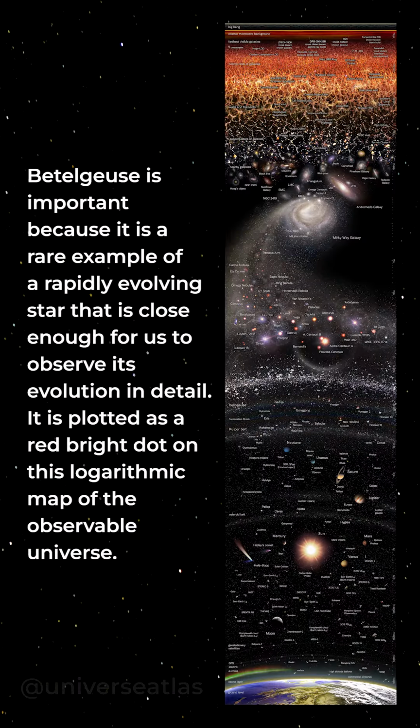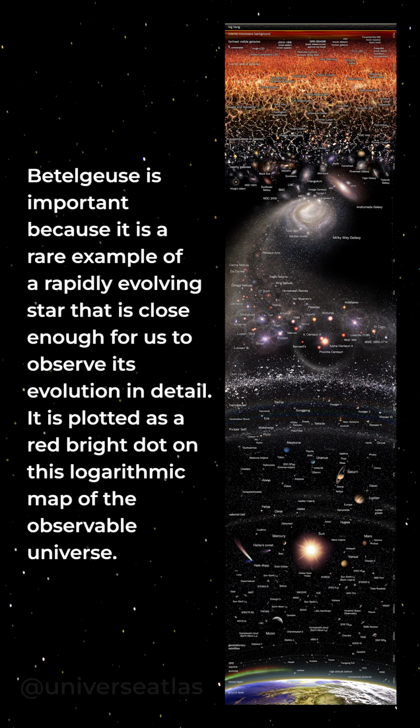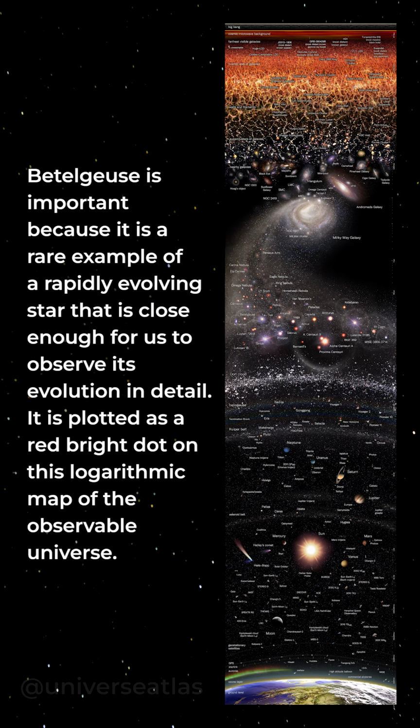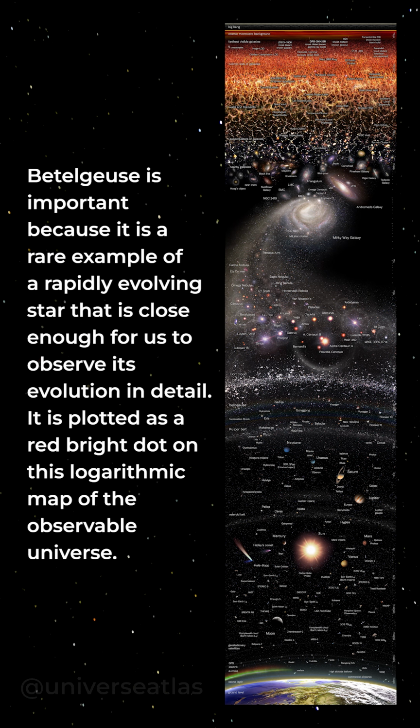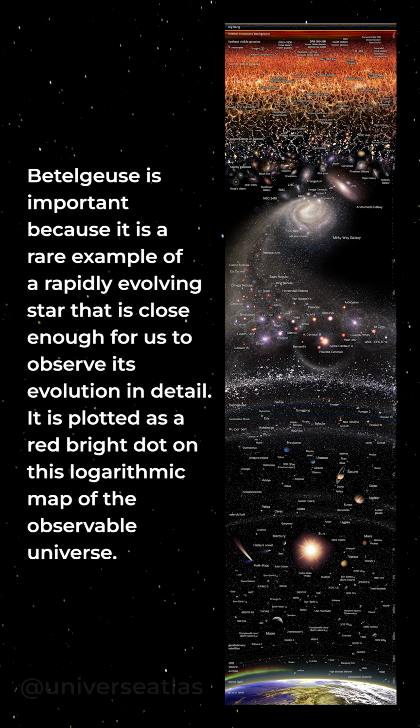Betelgeuse is important because it is a rare example of a rapidly evolving star that is close enough for us to observe its evolution in detail. It is plotted as a red bright dot on this logarithmic map of the observable universe.